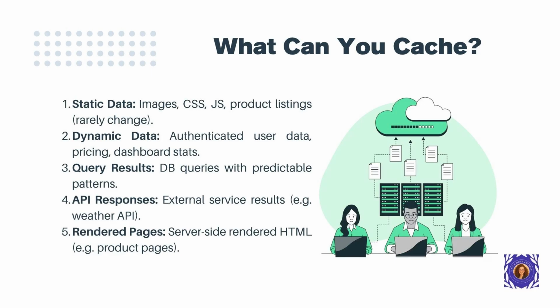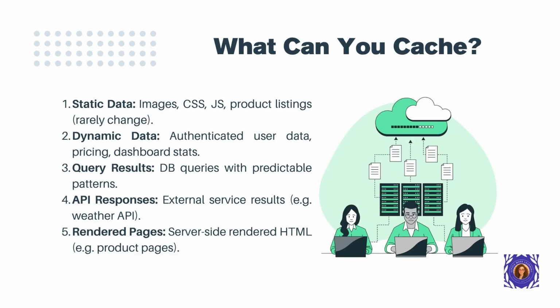Query results. The results of frequently executed database queries with predictable patterns are excellent candidates. Caching these results avoids repeated, expensive database lookups. API responses. If your application relies on external services for data, e.g., a weather API, stock quotes, or currency exchange rates, caching their responses can significantly reduce your dependency on external network calls and improve response times.